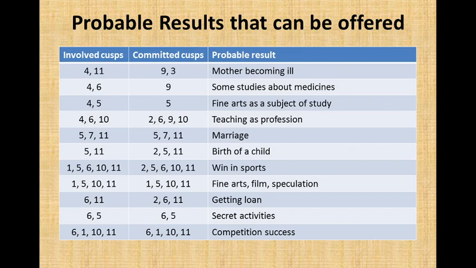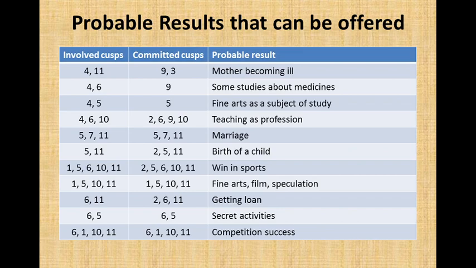At involvement 5, 7, 11, and commitment with 5, 7, 11, that's marriage. Involvement of 5, 11, and commitment with 2, 5, 11, that's birth of child. Involvement of 1, 5, 6, 10, 11, and commitment with 2, 5, 6, 10, 11, that's winning in sports.